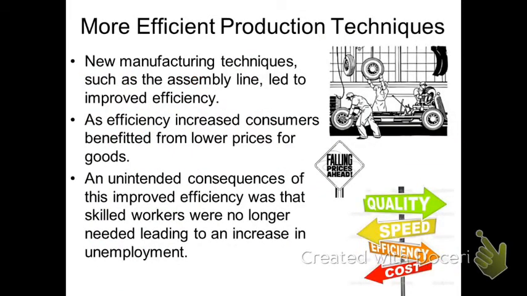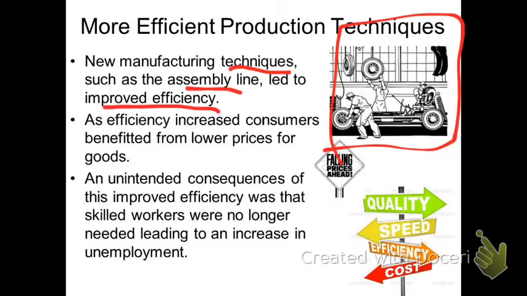More efficient production techniques. And we're going to go back and take a little bit of a look at some things we've already talked about. Here's an example of the assembly line. So our first bullet, new manufacturing techniques, such as the assembly line, led to improved efficiency. The ability for workers, and you have 3 workers shown in this little picture here, the ability to do what they do quickly and efficiently, that specialization of labor.